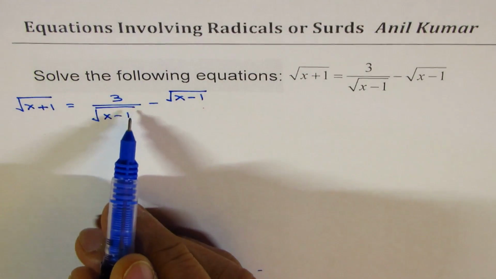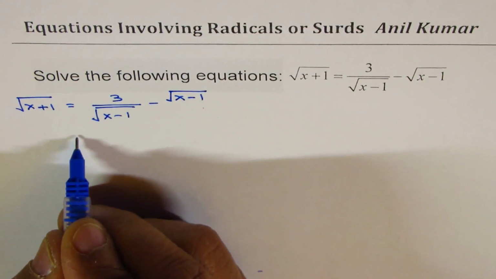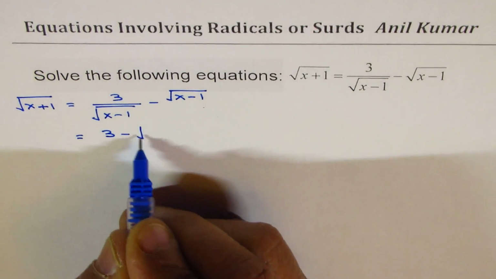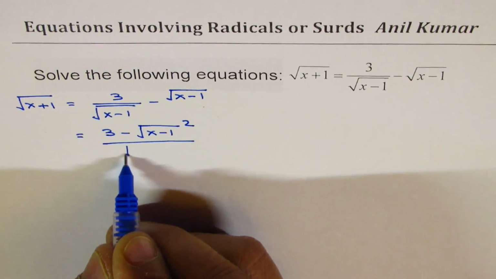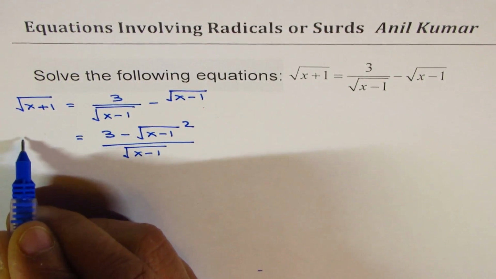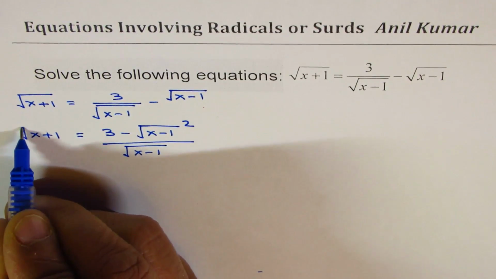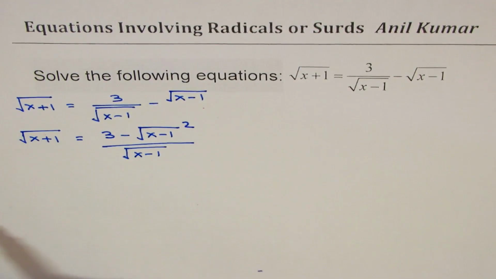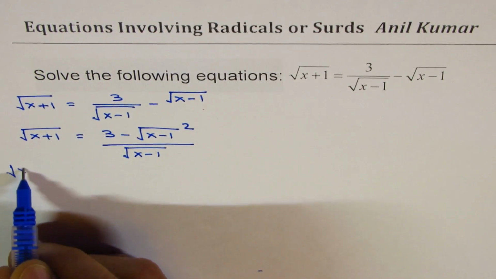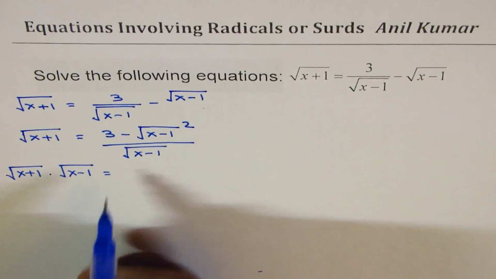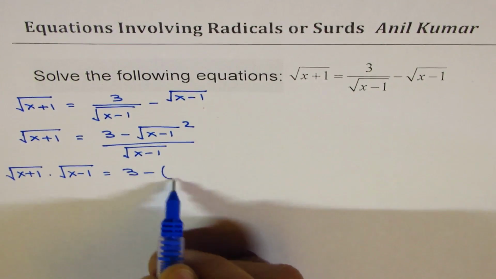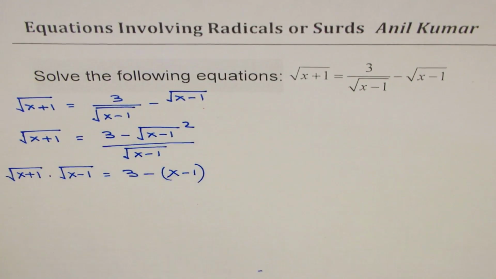Now we can take a common denominator, then we get rid of this term. So let's do this. So we get (3 minus the square root of x minus 1, a whole square) divided by the square root of x minus 1 equals the square root of x plus 1. Now we can cross multiply, right? So we get the square root of x plus 1 times the square root of x minus 1 equals 3 minus, within brackets, x minus 1.